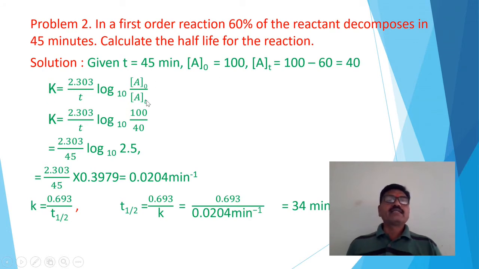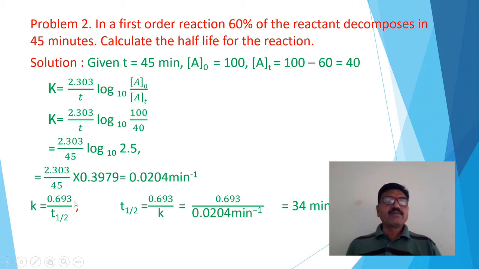So this is again the integrated rate law equation for the first order reaction in solutions. Just substitute the values: A0, the initial concentration, is 100, and the concentration at time t is 40 remaining. By solving this we will get log to the base 10 of 2.5. See the log of this. So this is the value of k. We will get the k.